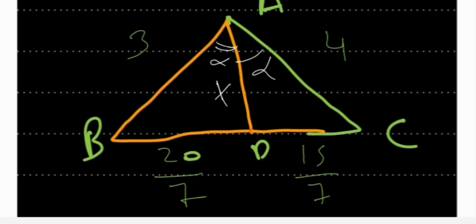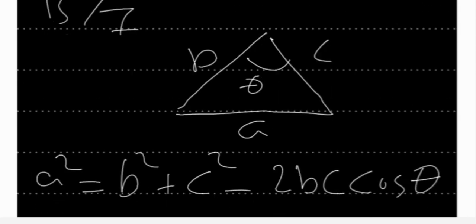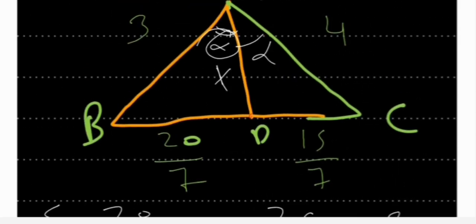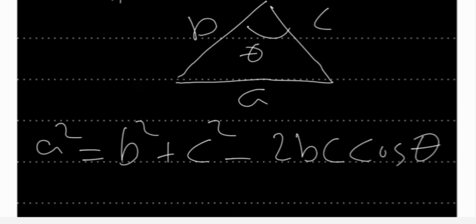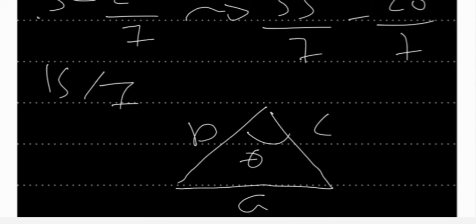Why do you need to use it in both triangles? Because in both triangles you have the cosine of alpha, which you don't know, and you don't know the x. What am I trying to do? Let's draw the two laws, okay?